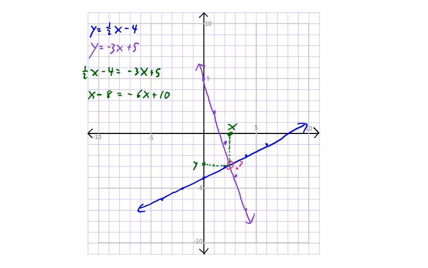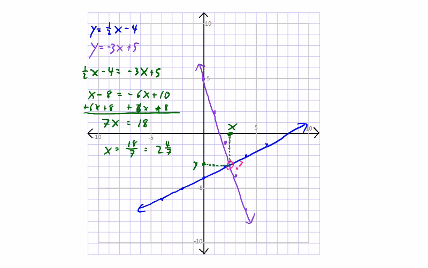Now in order to solve this, if we add 6x to both sides and add 8 to both sides, we will end up on the left-hand side with 7x, and on the right-hand side we will end up with 18. So the x value where the lines intersect must be 18/7, which is 2 and 4/7 as a mixed number.